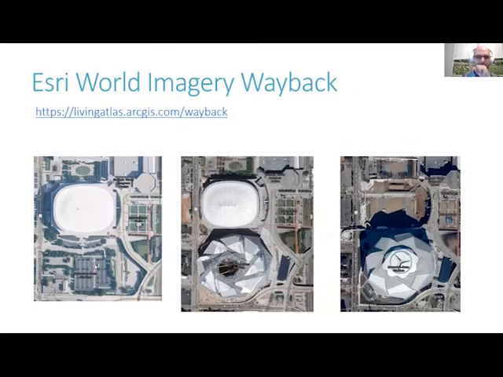Another website that you might find interesting is the ESRI World Imagery Wayback website. Again, it has a time slider tool where you can look at imagery over time and see how a place has changed. Like on the left, there's the Georgia Dome, and I can't remember how long ago this was, maybe 5 or 6 years ago. And then you can see where they started building the Mercedes-Benz Stadium next to it in the middle slide. And then on the right, after Mercedes-Benz was built and the Georgia Dome was demolished.